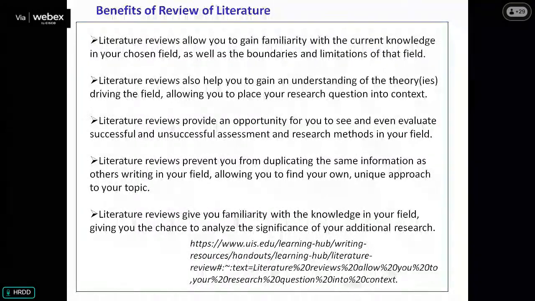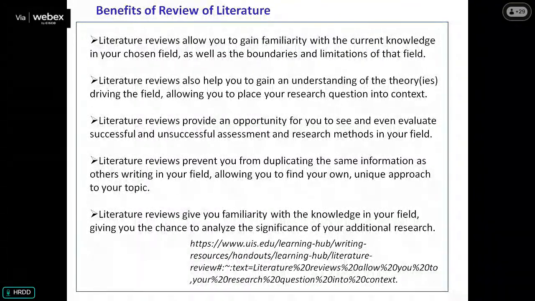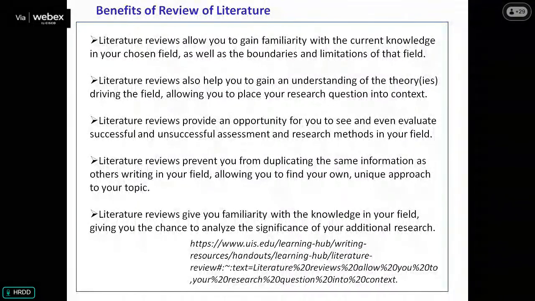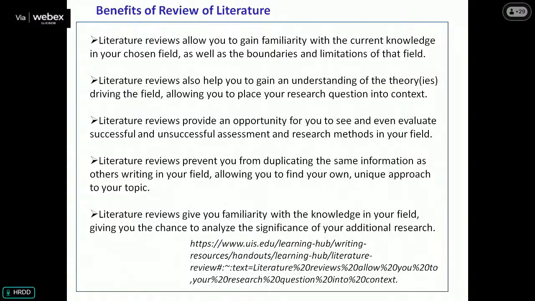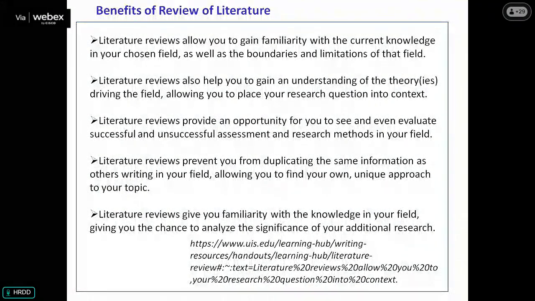Literature review prevents you from duplicating the same information. So this is another simple thing which all of you understand. This work has already been done, you don't have to do this. So this is already done, so I will not repeat the same.